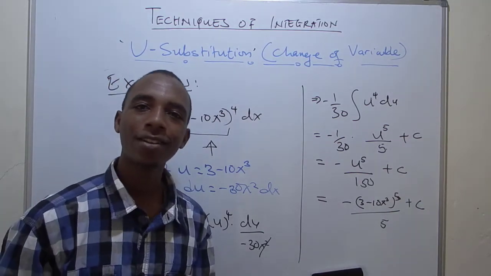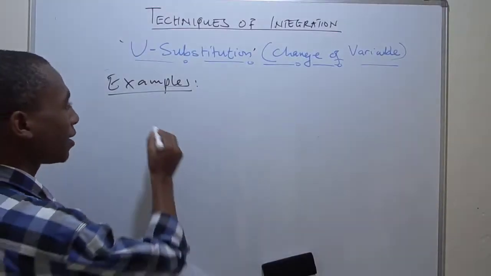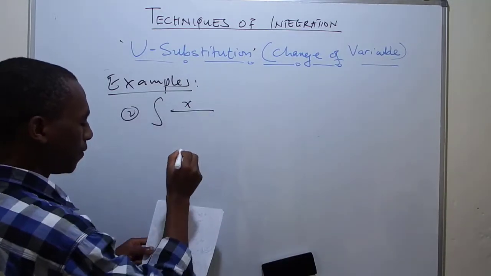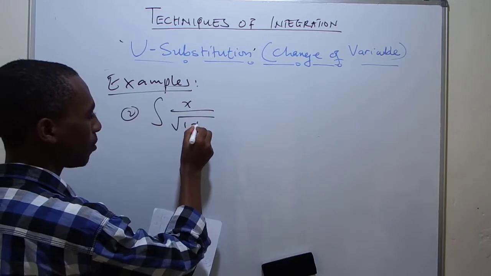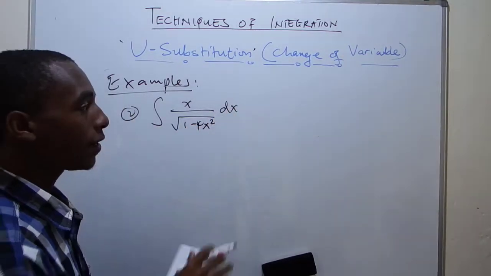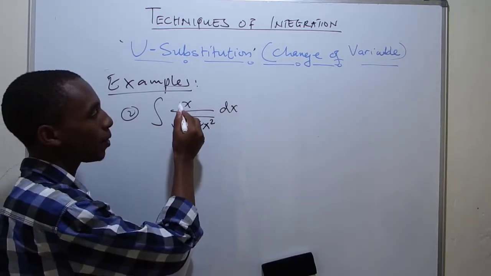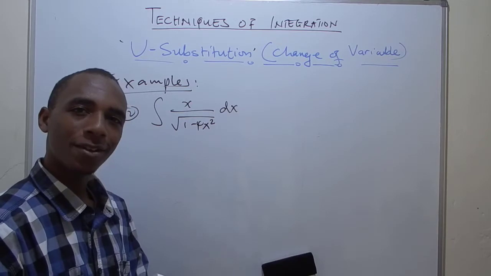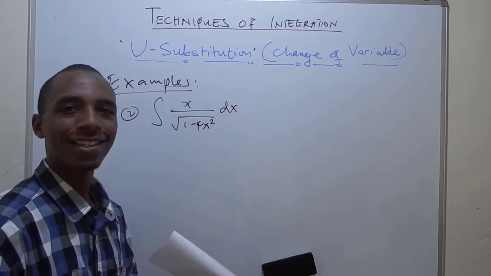Alright, let's take on another example. For our second example, let's have the integral of x divided by the square root of 1 minus 4x squared dx. So again here you have two functions. You have this part here and this part.